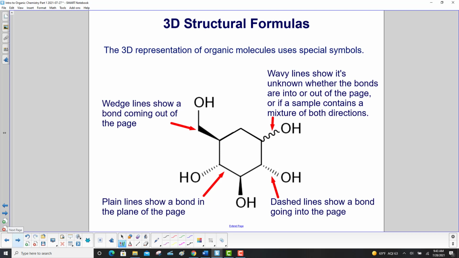One more way of drawing three-dimensional molecules. They use special symbols. So if you see this right here, that's a single bond, and it's a wedge, and it shows that the bond is coming out of the page towards you. The plain lines over here show a bond in the plane of the page. If you have a dashed line, that shows a bond physically going into the page. And finally, if it's a wavy line, that shows it's unknown whether the bonds are into or out of the page, or if your sample contains a mixture of both directions.